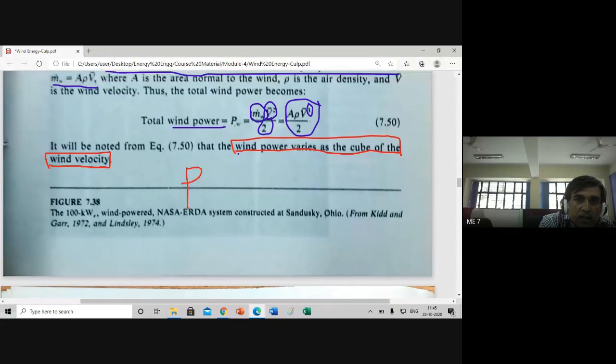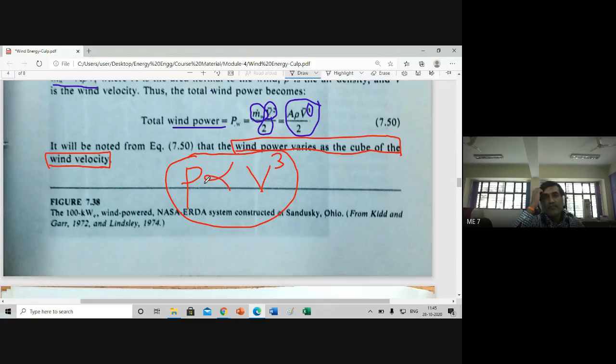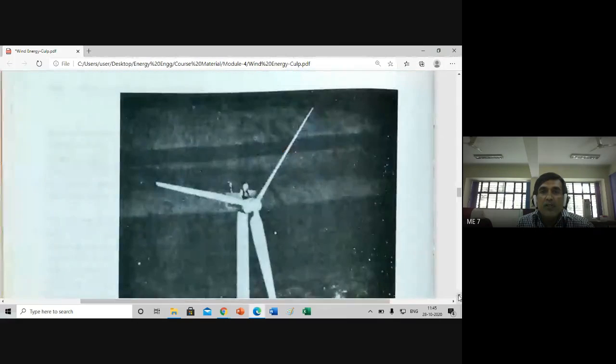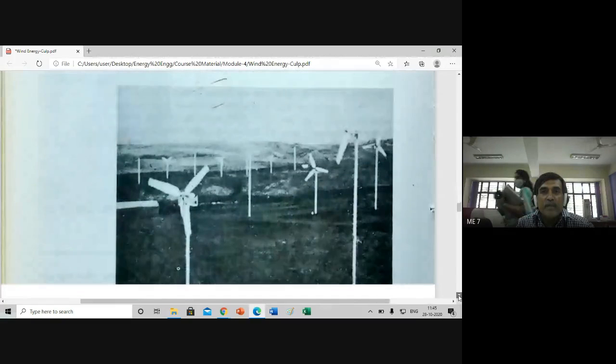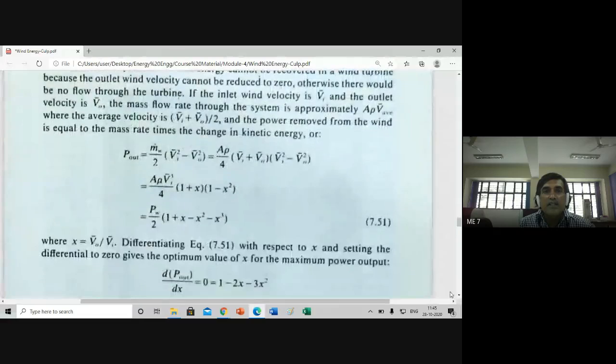P is directly proportional to V to the power of 3. Got it? This is a very important equation for the wind turbine. I hope all of you got this one. Further equations they deduce like this, but this is not in your syllabus.